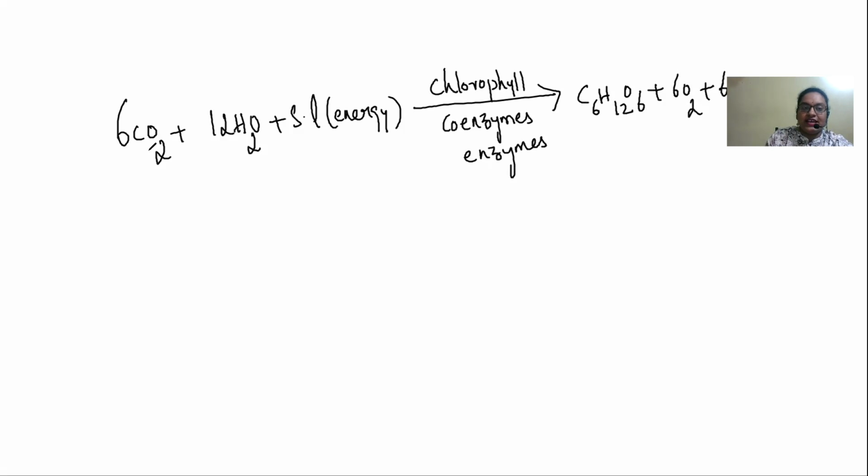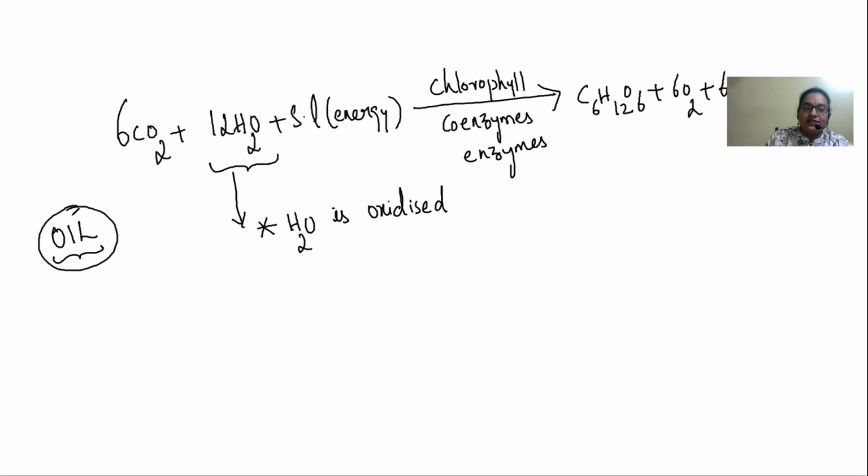molecules. See children, what is actually happening is that the water molecule is going to get oxidized. What is oxidized? As you all know, we took an analogy, OIL, which means oxidation is loss of electrons or hydrogens, if you remember. So the water is going to get oxidized, which means it is going to lose its hydrogen atoms.